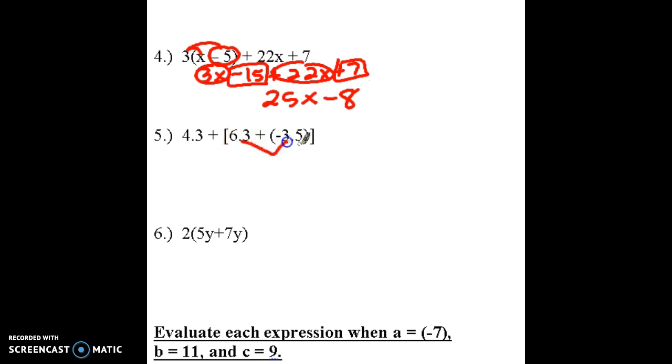6 and 3/10 plus negative 3 and 5/10. My signs are different, so I subtract. That gives me 4 and 3/10 plus 2 and 8/10. And when I add those together, it's 7 and 1/10.